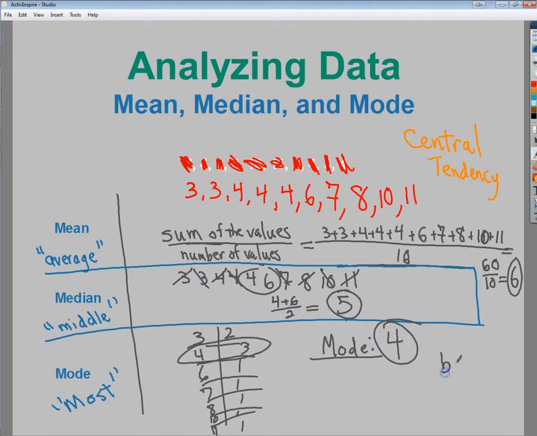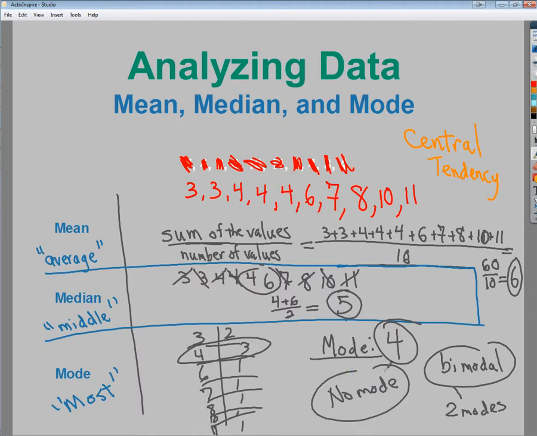If I had another three in there, or one less four, you can have multiple modes, or it could be what's called bimodal. Or you can have no mode at all. If all the numbers are different, you just say no mode. If it has two modes, you just name which modes they are, so four and three, that sort of thing. That's the gist of how it all goes.